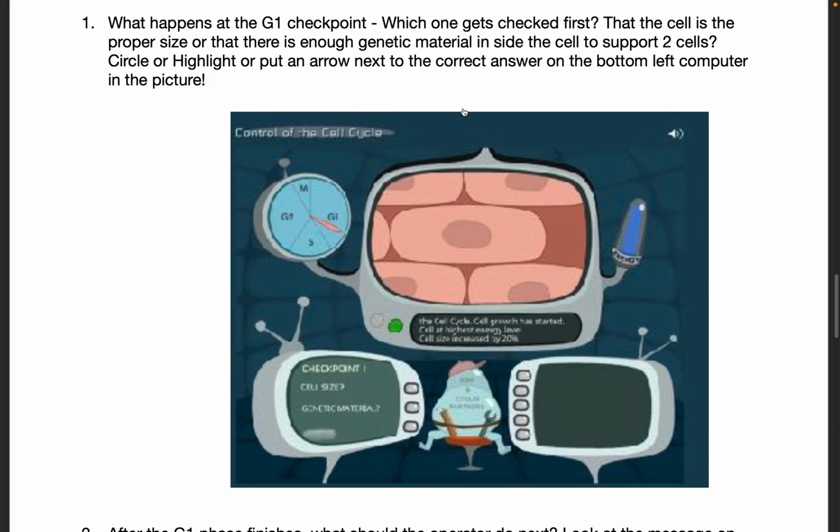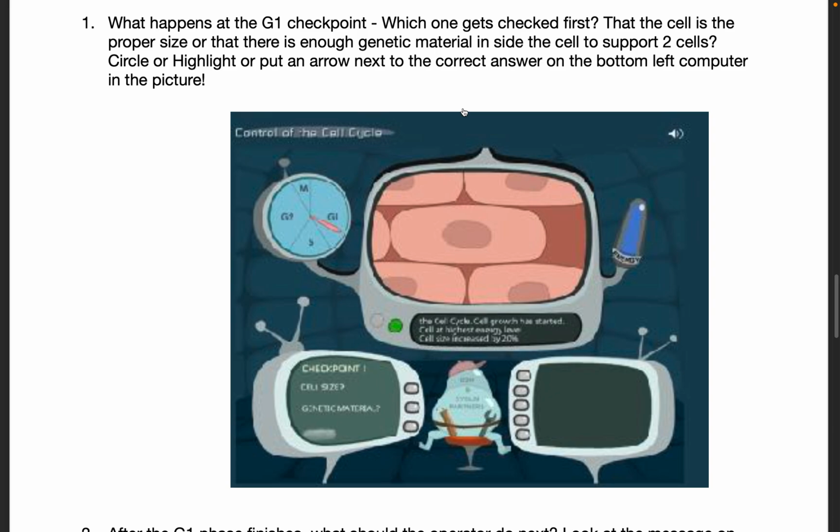Should it check the cell size or should it check the genetic material? This game is a little bit trial and error. You'll have to realize, by understanding the cell cycle, what should happen right here at growth 1. Growth 1 is growing. So the checkpoint should be, have I grown large enough? So you would hit check its cell size. If that's the correct answer, it will produce a new message in this screen, and then it might give you more options. See these buttons right here? You're going to hit those buttons as answer choices.